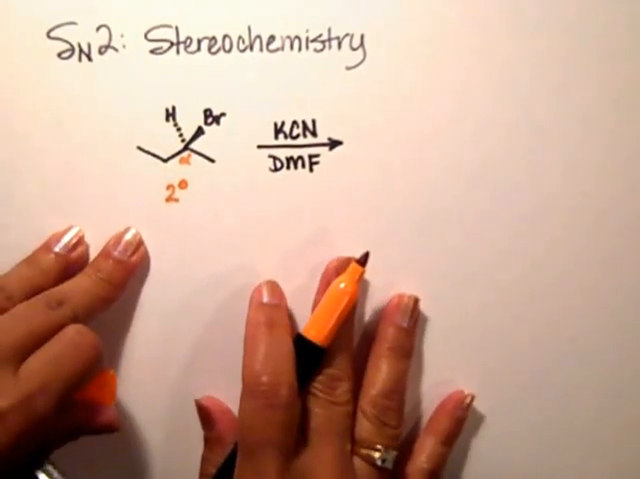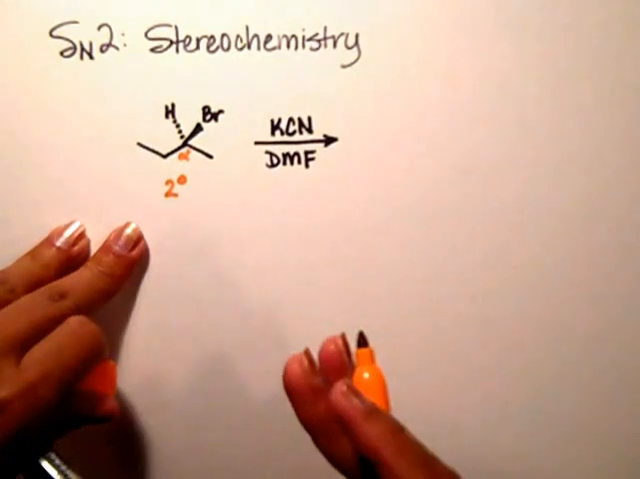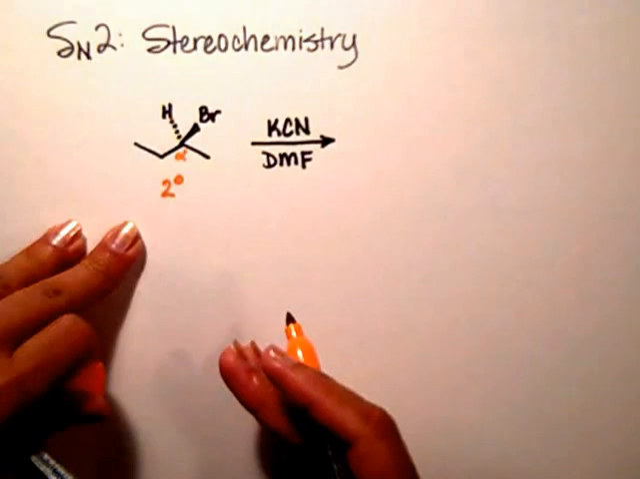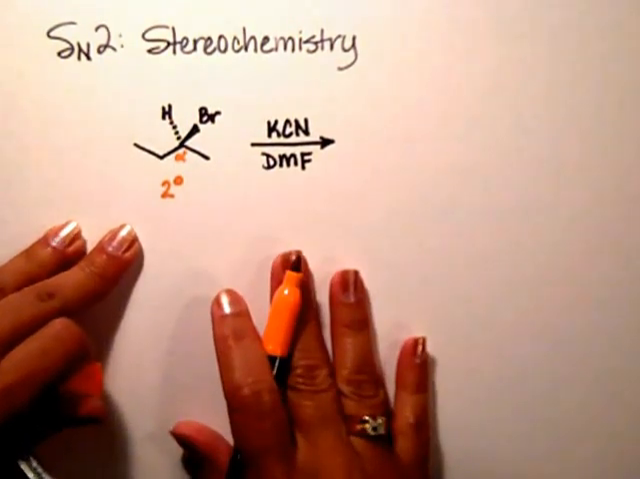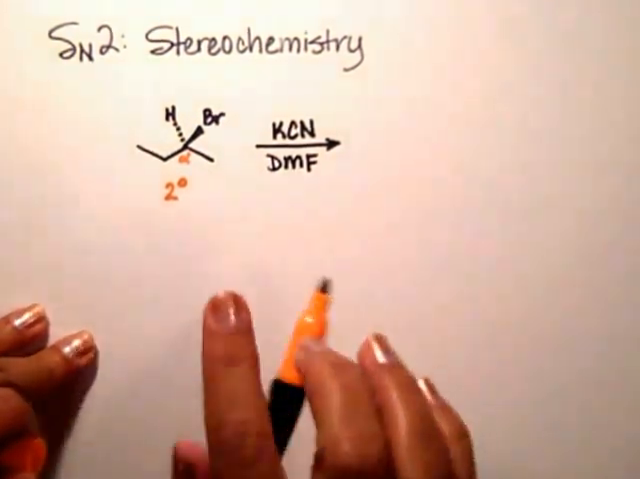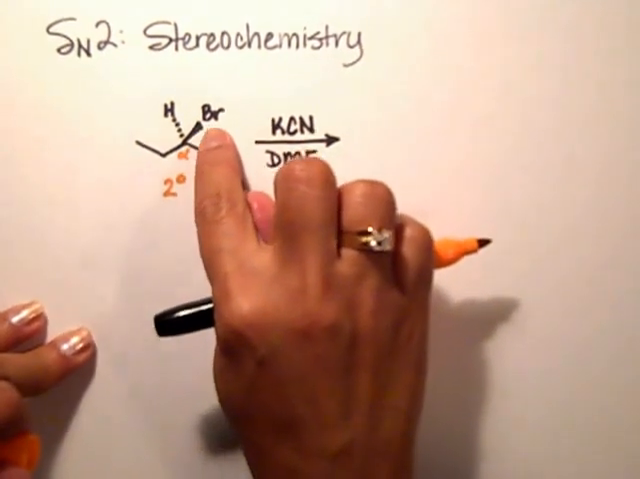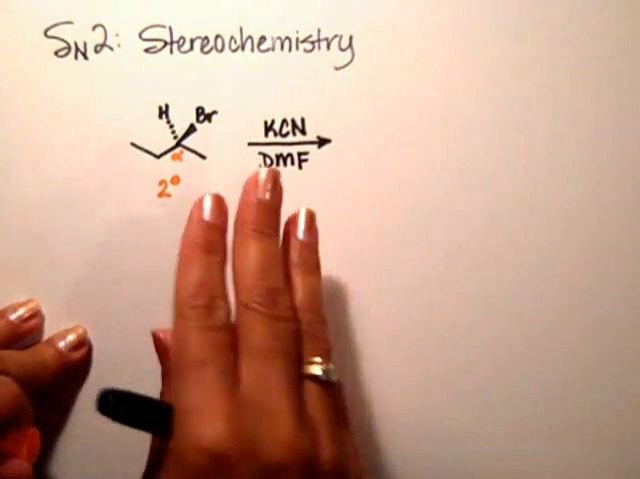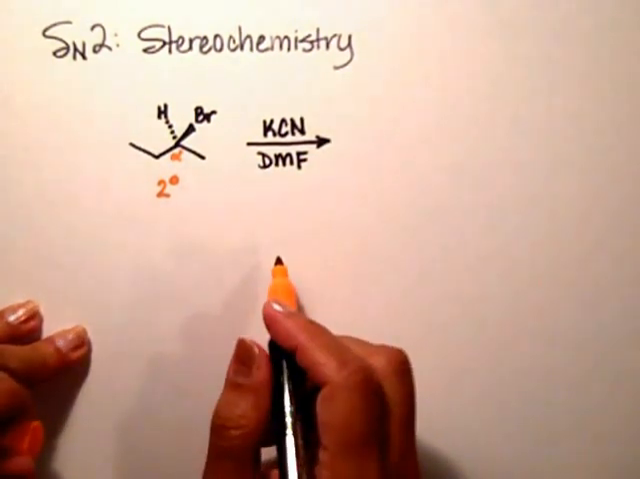With a secondary alkyl halide, we know we have to be using a strong nucleophile, and we also have to be using the right solvent for the SN2 reaction to go at a decent rate. Alright, so I have the leaving group, which is the halide, the bromide right here. And the halide is to the front. It's coming out of the plane of the paper to the front.